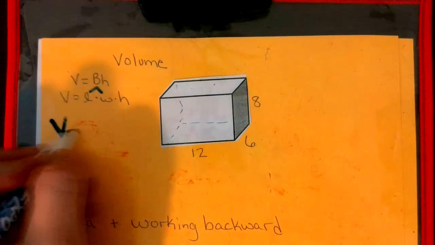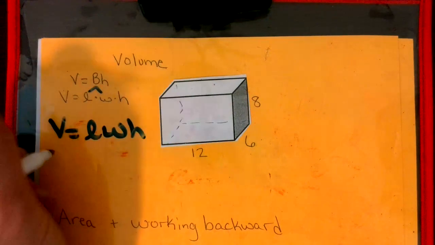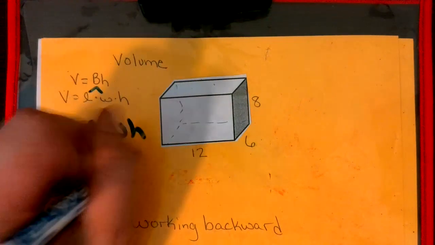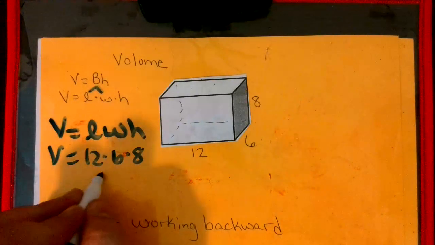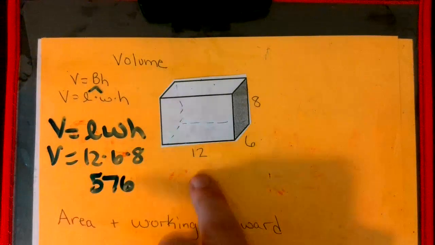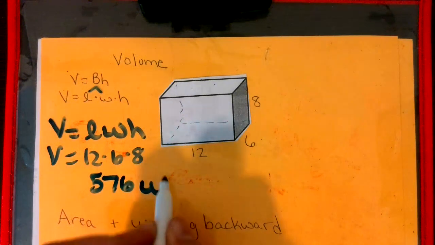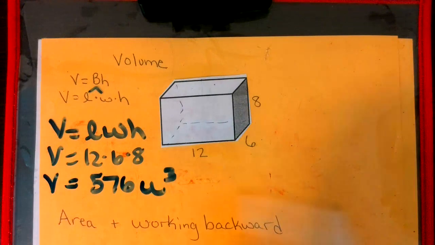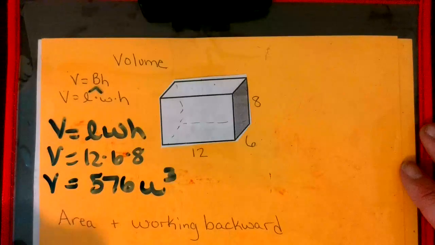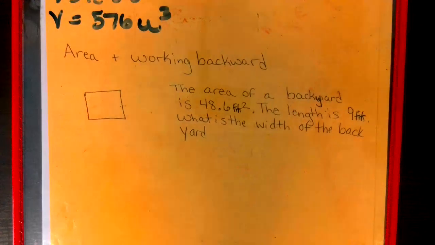So we simply go big V equals LWH, volume equals 12 times 6 times 8. And we do the math. 12 multiplied by 6, which gives you 72. And then we times that by 8 again to make our final answer 576. Now notice I didn't have a label here. This is where we do a unit. But see how we have a big V? We need a little 3. Big V, little 3. Big A, little 2. Okay, that's volume.